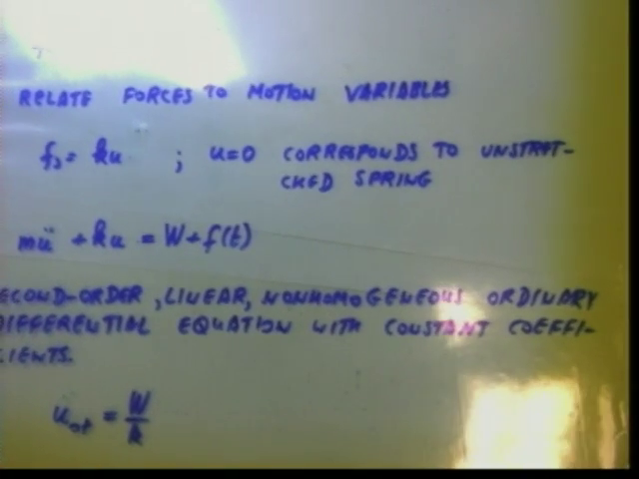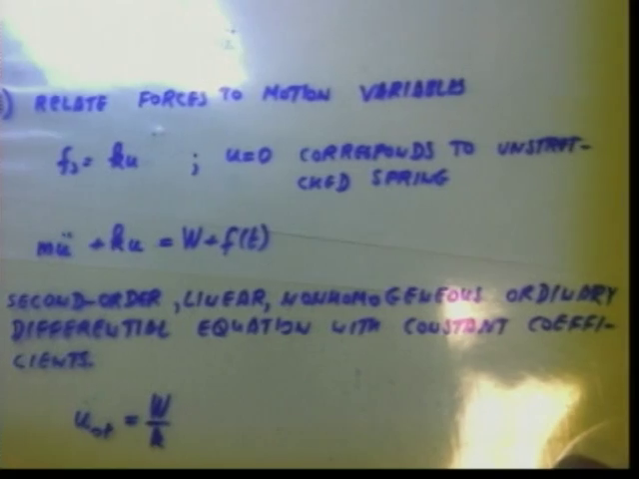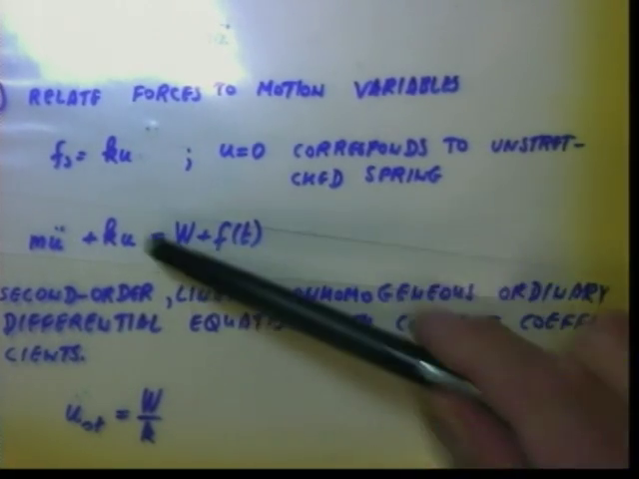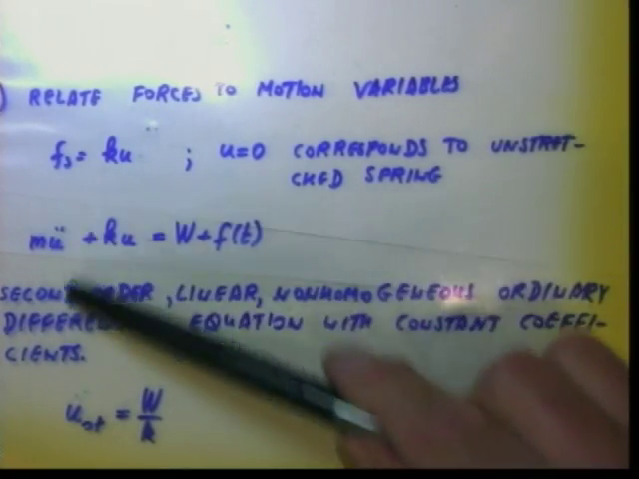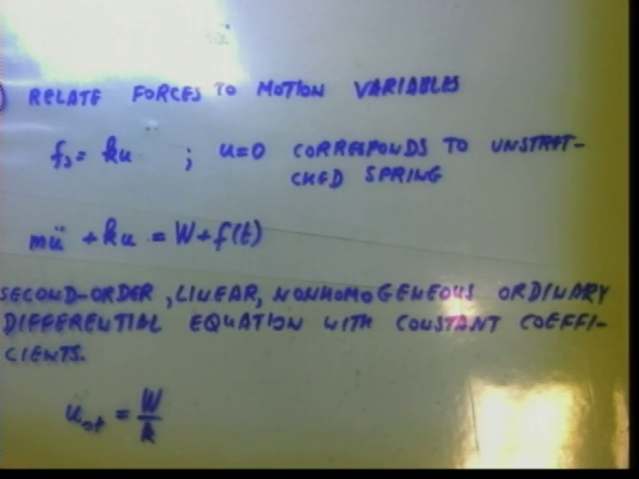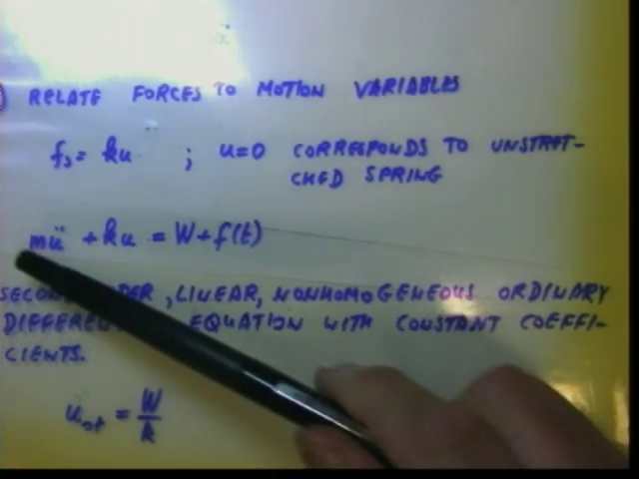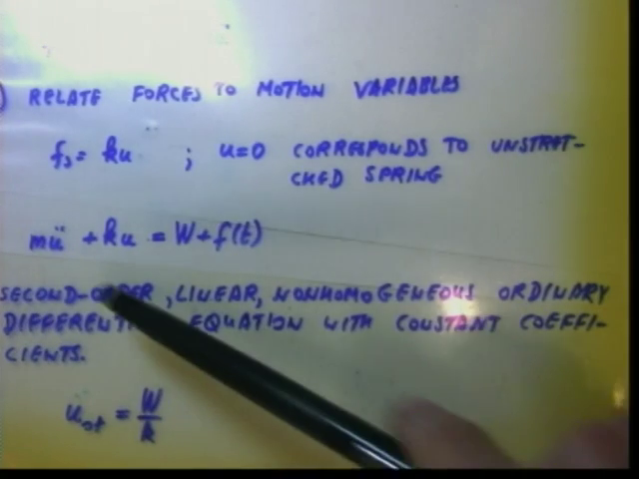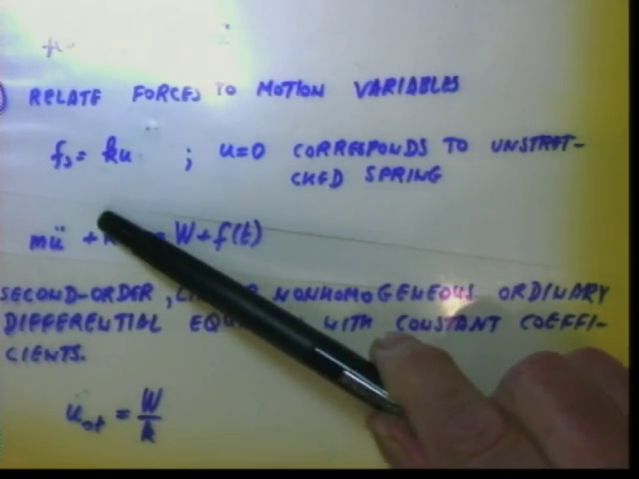And it is an ordinary differential equation. Why is it ordinary? Because there is only time dependence. Ordinary means only one variable, not two variables, etc. With constant coefficients. What does it mean, constant coefficients? Mass, please write down, mass is a constant, k is a constant.